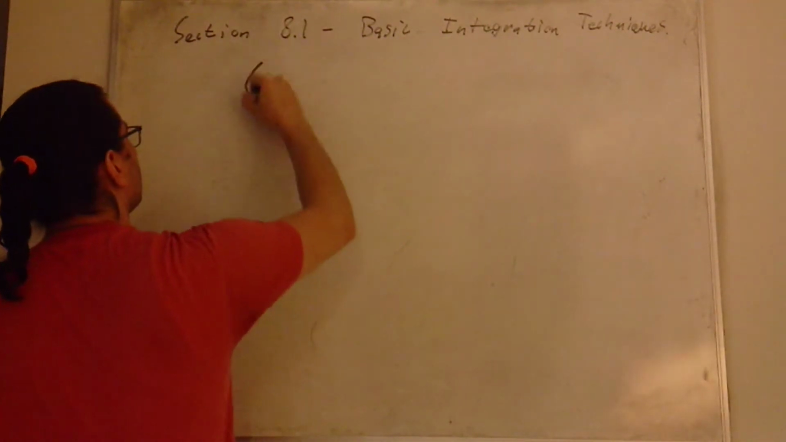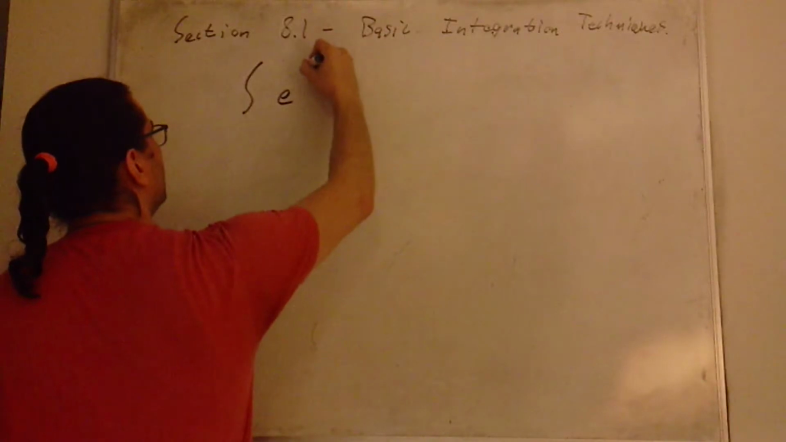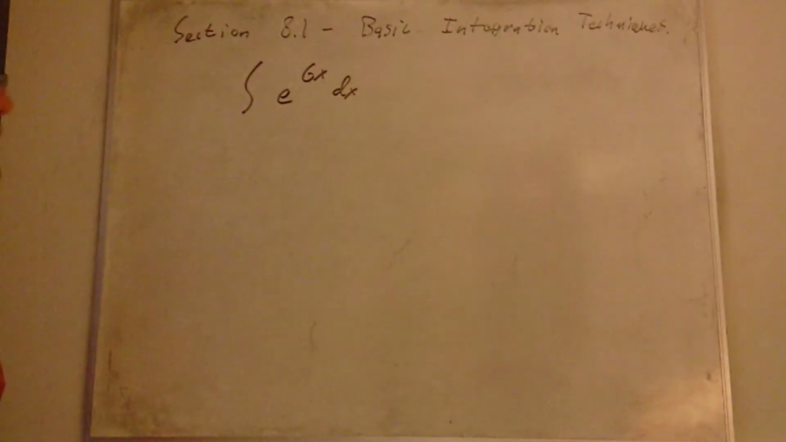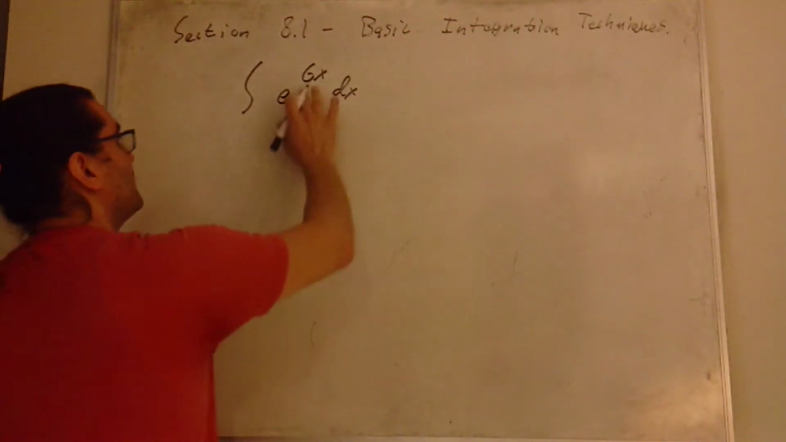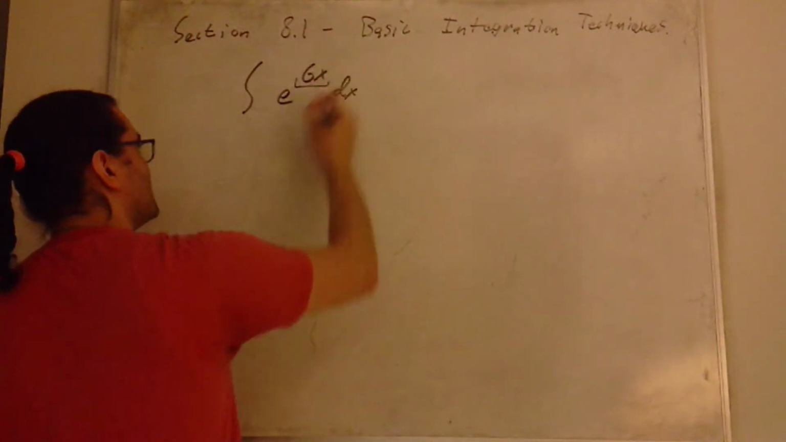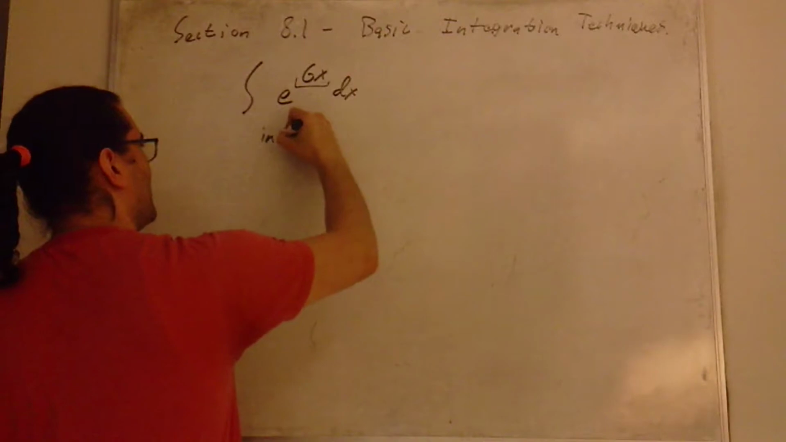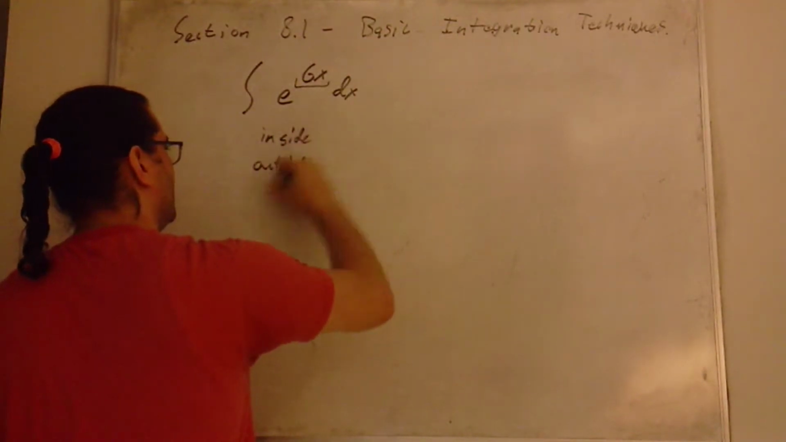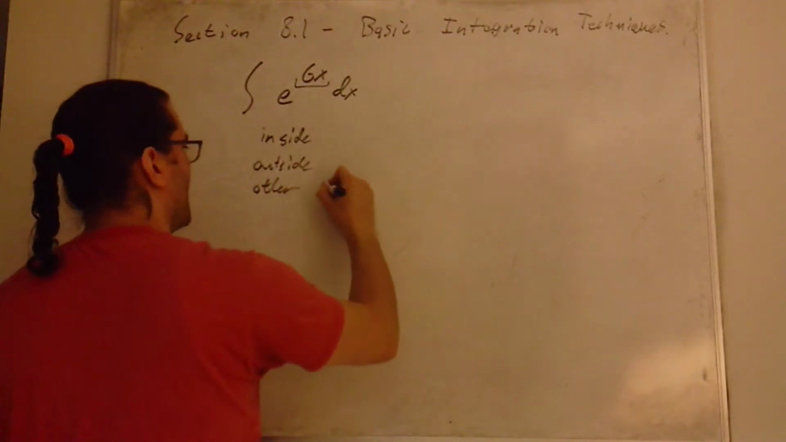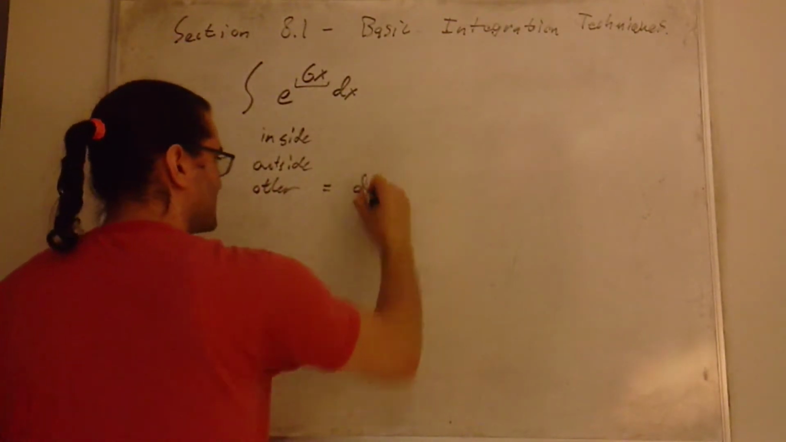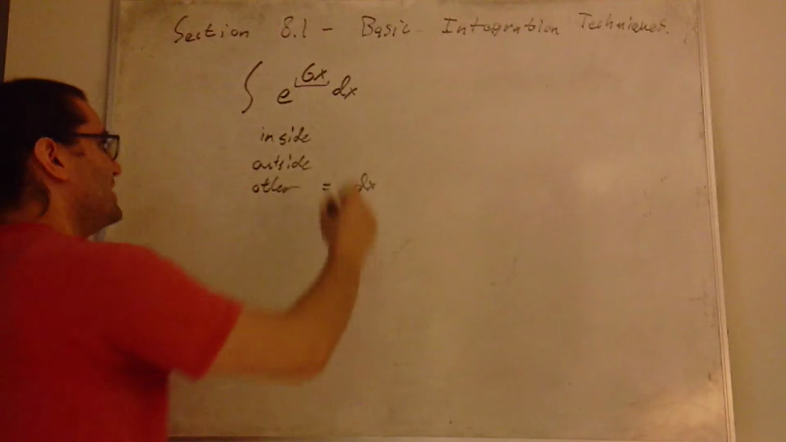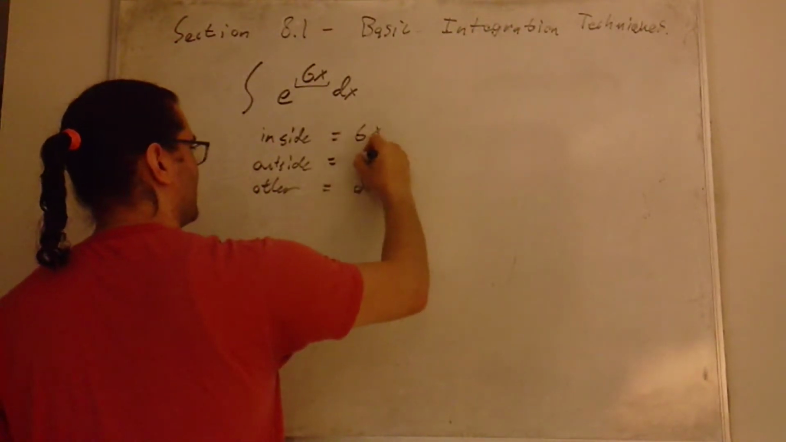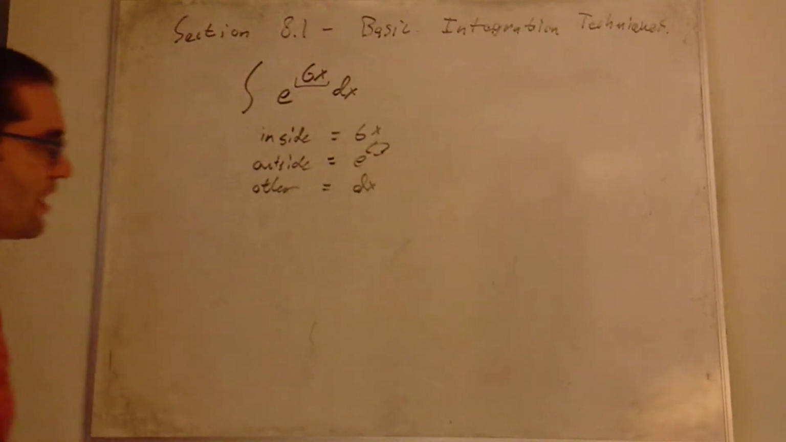I want to talk about the integral of e to the 6x dx. Technically, because this isn't just an x, what we have here is an inside and an outside and an other. But the other is just dx. Inside is linear, and the outside is whatever it is, e to the something.